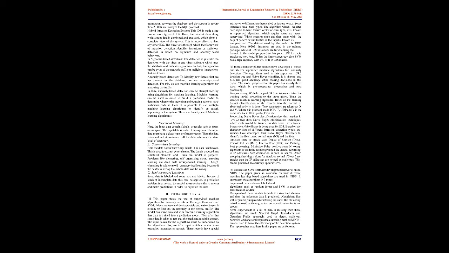Based on this training dataset, classification of the records into normal or abnormal activity is done. Two parameters are taken out, X and Y, where X is the protocol used, TCP, IP, UDP, and Y is the name of the attack, U2R, probe, DOS etc. Processing: the naive-Bayes classification algorithm requires K(K-1)/2 class naive-Bayes classification techniques, where each would be trained on data from two classes. Binary tree naive-Bayes is being used for IDS.